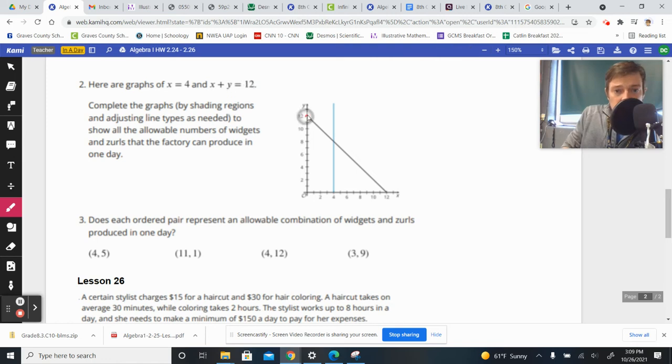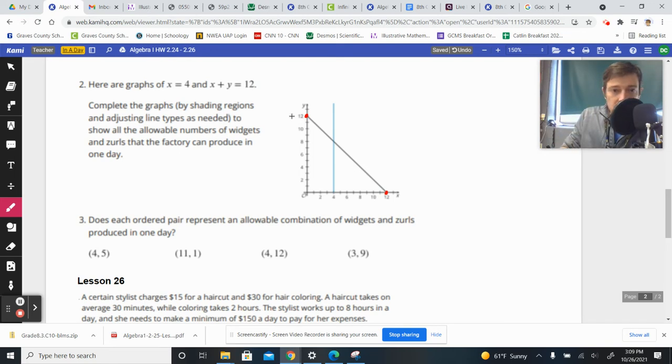We talked about this today, that if you have an x plus y equals something, it will cross the x and y axis at that total, which is 12. So you can see that there. And it wants us to complete the graph by shading the regions and adjusting the lines as needed.